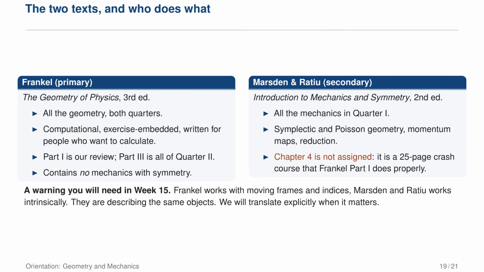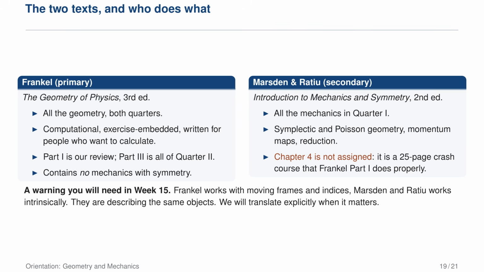Let me close with the practical matters, which will take about 5 minutes. There are 2 required texts, and they do quite different jobs. Frankel, The Geometry of Physics, 3rd edition, is the primary text for both quarters. It carries all of the geometry. It is computational, its exercises are embedded in the text, and it is written for people who want to calculate. Part 1 is our review, and Part 3 is essentially all of the second quarter. What it does not contain is mechanics with symmetry. The phrase momentum map does not occur anywhere in its 749 pages.